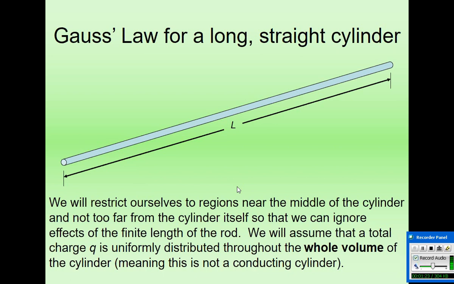Now, this would not happen if this cylinder were made of conducting material. If the cylinder is made of conducting material, the charge accumulates on the outside, the outer surface of the cylinder. But since it's made of insulating material, we can place charge uniformly throughout the entire volume, and it will stay there. Charges do not move through an insulating material.